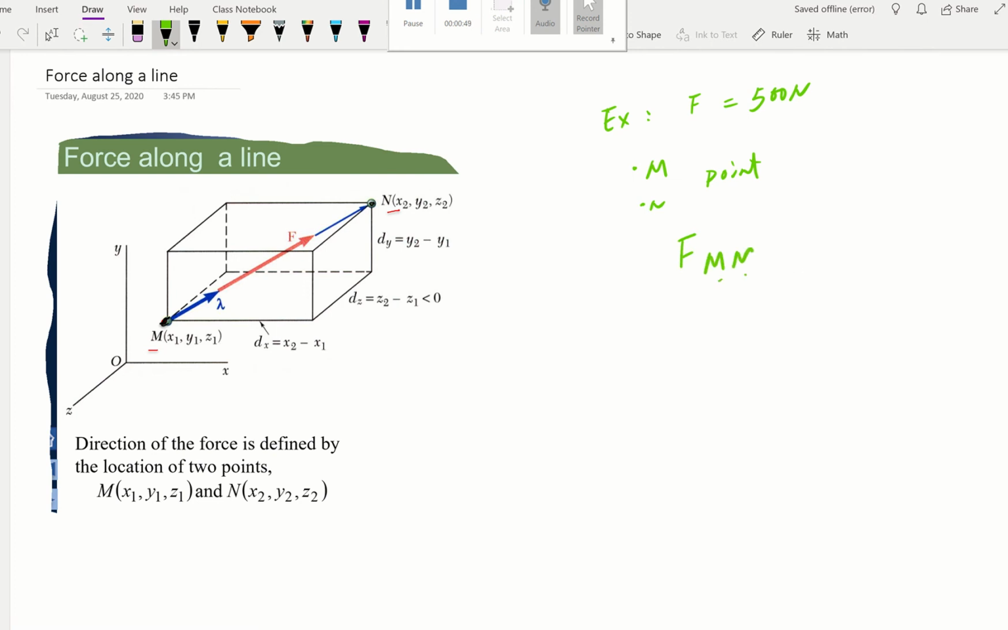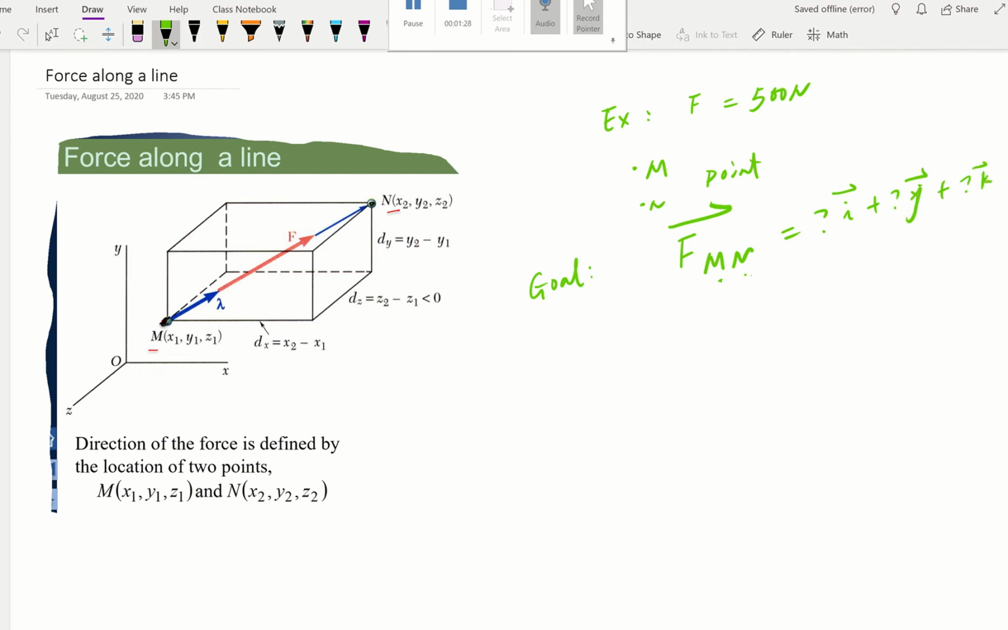So the initial and final point are important because that gives us the direction. Then we have a hat over it, which means it has a direction. That defines this force, 500 Newton, as starting from M and ending at N. That's how the notation or convention comes about for writing this force along a line. And our goal for force along a line is being able to find out its Fx, Fy, and Fz. Basically, their i, j, k terms, right?